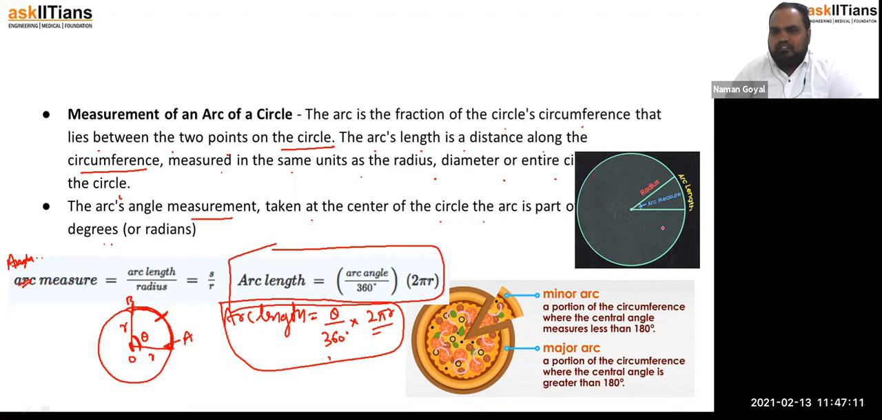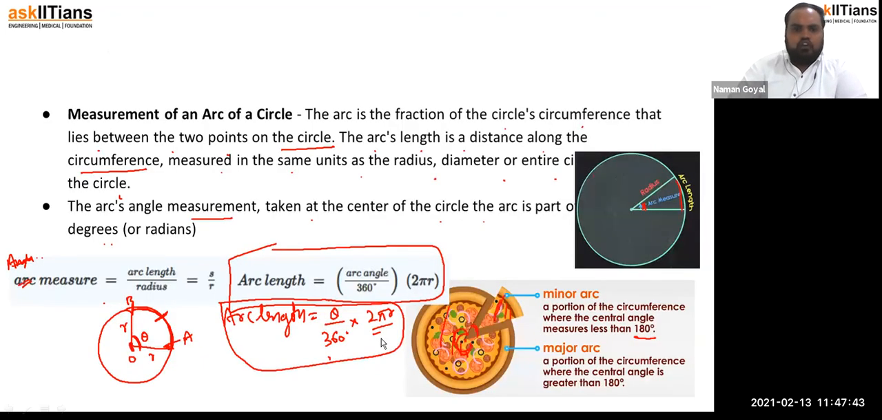The arc angle is measured at the center; the arc is a part of that circle. So there is a radius, this arc measure means angle, and this is the arc length. As I told you in the example of the pizza, that part is the minor arc, and that part is the major arc, because the angle made by this part at the center is less than 180 degree, and the angle made by this part is greater than 180 degree. Okay, got it.